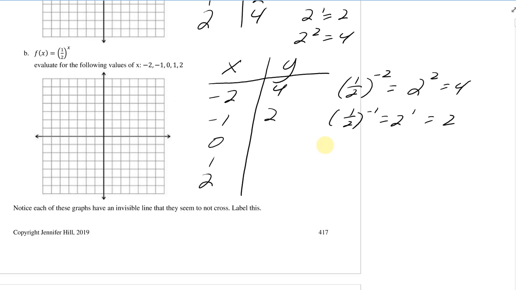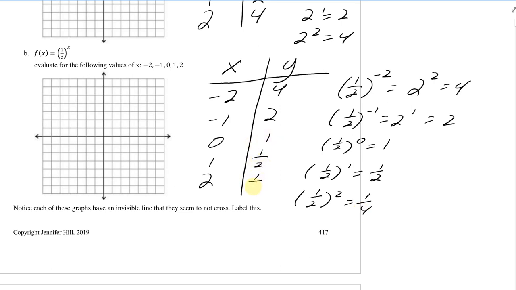So anything to the 0 power equals 1. 1/2 to the 1st will just equal 1/2. And then 1/2 squared will equal 1/4. So I'll plug those in. And once again, you might want to plot these, so maybe pause, hit play when you're ready to see the plot. So let's see, 1, 2, 3, 4, 2, 0, 1. Here's all my points.